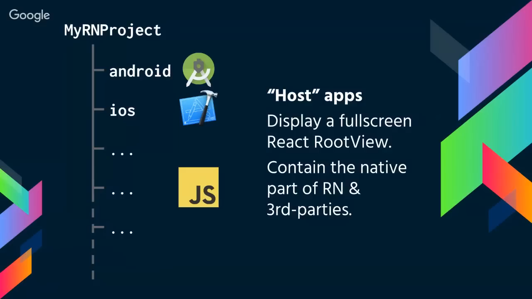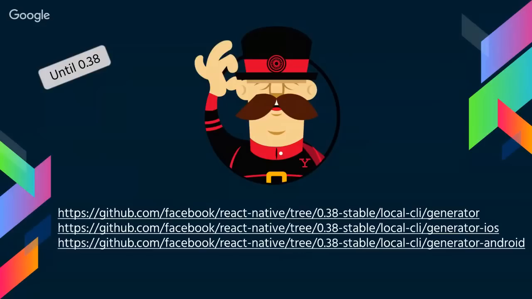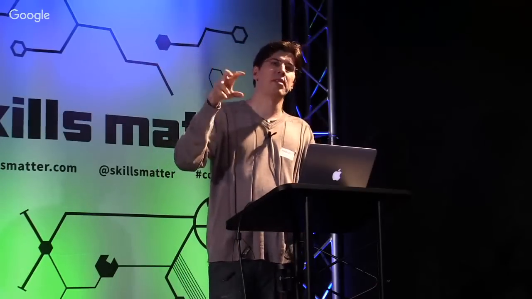Their only job is to open a React root view or ReactRootView, depending on the platform, full screen, which hosts your React Native bundle. These apps were generated with Yeoman. It's a pretty well-known generator in the JavaScript world. It's very simple. It just processes all the files inside the template directory, replaces some placeholders, and then outputs the file somewhere.